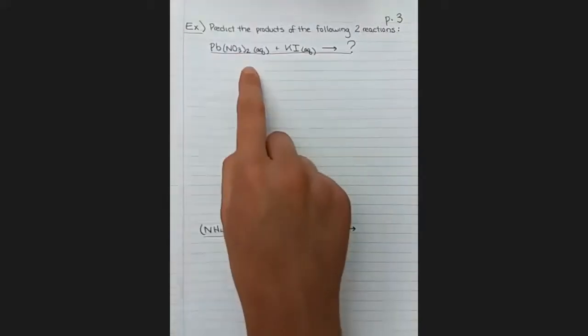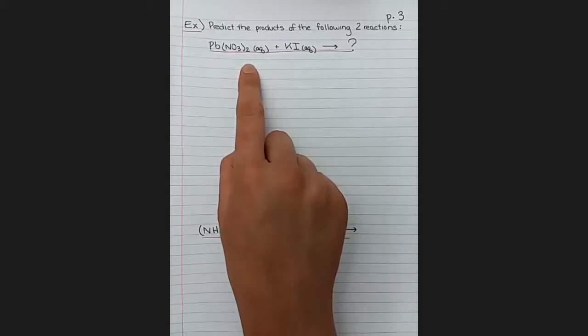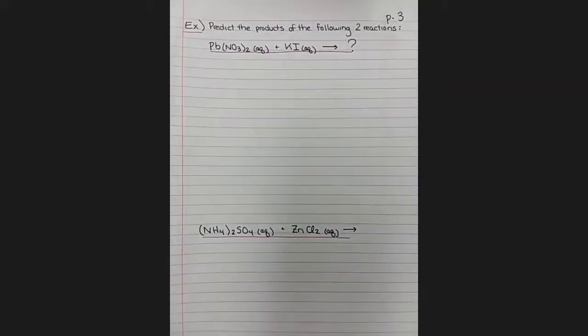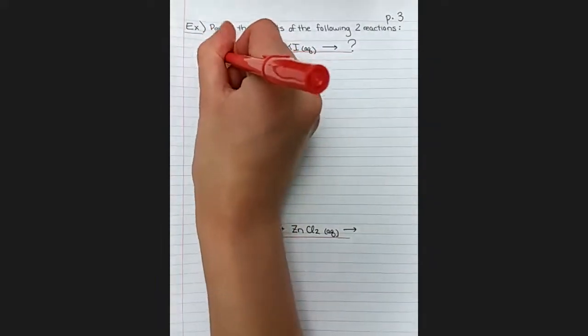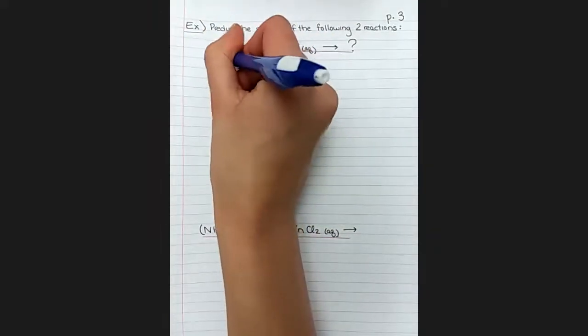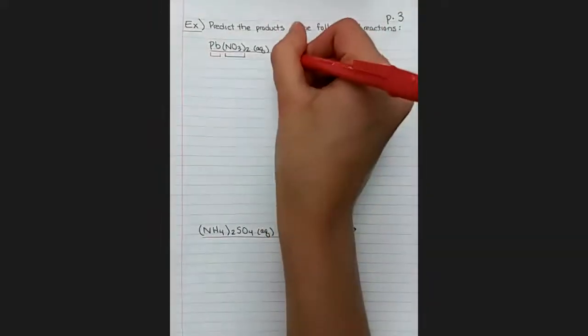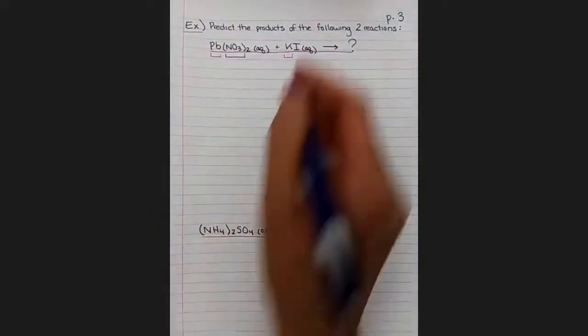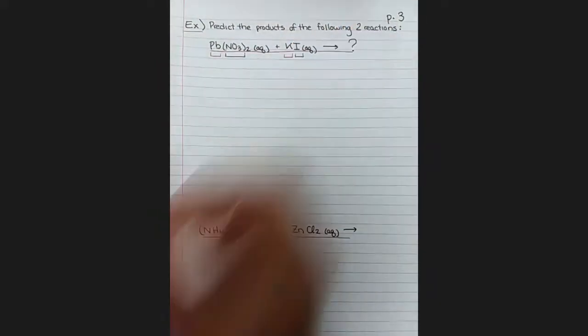Okay, so the first reaction we're going to look at is this one, lead nitrate and potassium iodide. So our process says that the first thing we should do is identify the cations and the anions. So we can do that. Lead is going to be our cation. Nitrate is going to be our anion. Potassium is going to be our cation. Iodide is going to be our anion.